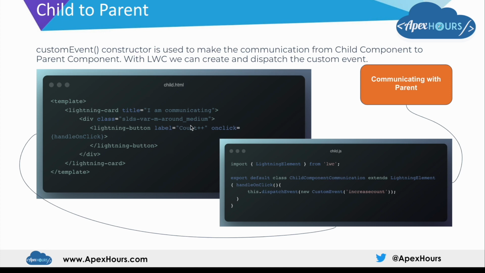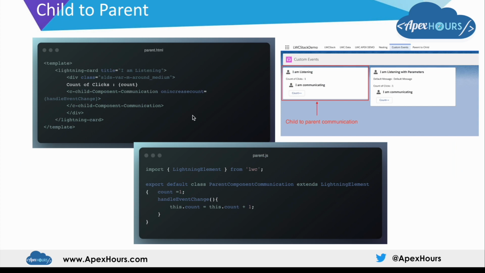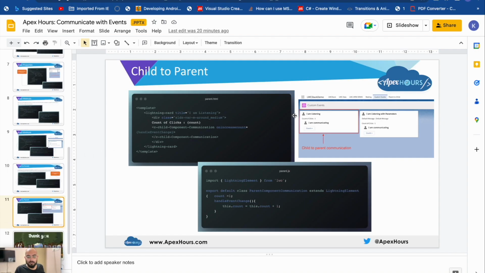So if you will notice in this example, I am using a custom event, and if you will see here, the custom event constructor is here, and I'm passing an event. The name of the event is increasecount, and the same way on the parent component we will be listening for that event. So basically we will be bubbling up an event from child component to parent component, which will basically send a kind of a notification to parent that something happened on child component, and now you can perform an action based on that, right?